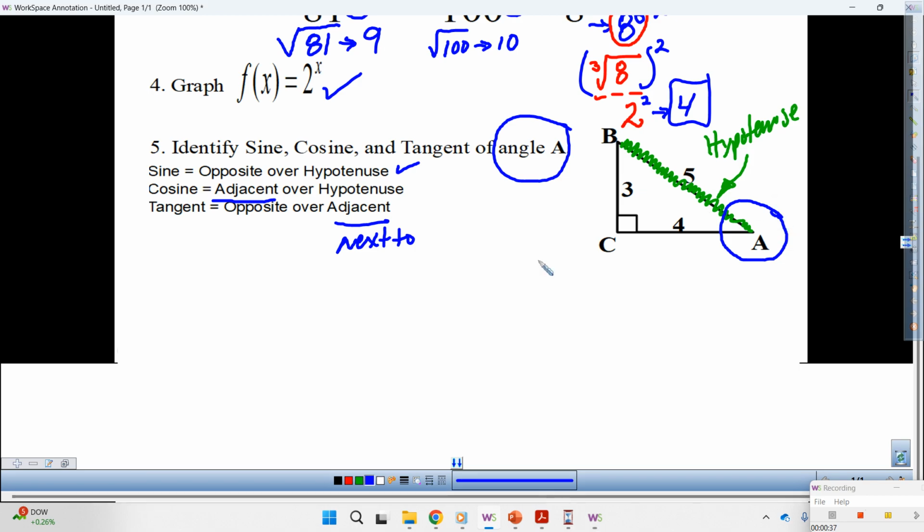Once you circle angle A, I'm going to write this so I can focus my attention on that angle. So in shorthand, I write sine of angle A is equal to, and you're going to write opposite over hypotenuse.